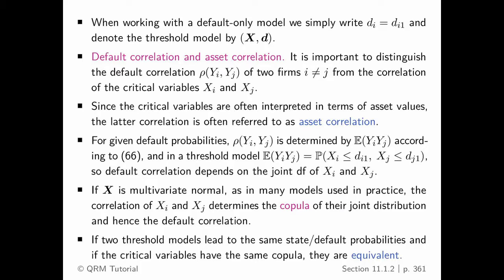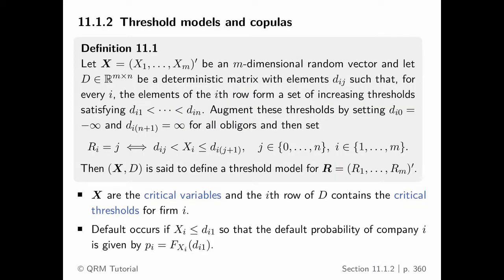If we have two threshold models, we could set up two different threshold models with different x's, with different threshold values. If they lead to the same default probabilities or transition probabilities, and if the critical variables have the same copula, then they're effectively the same thing. They're going to lead to the same loss distribution. So in fact, the question of whether two threshold models are equivalent or not basically boils down to, do they share the same copula for the critical variables? But when you say two threshold models, that's with different b's? Yeah, or different x's, so different x's.